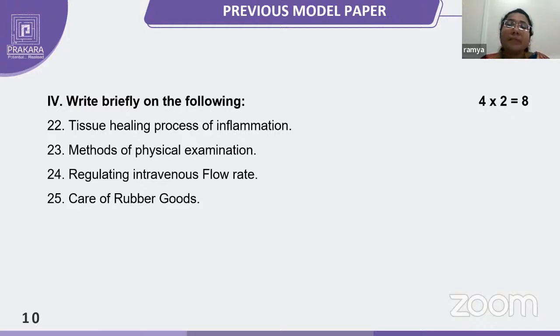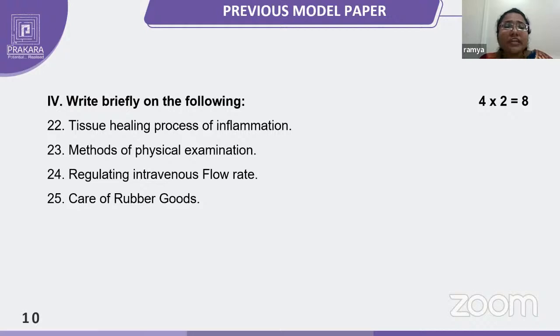There are mechanical ones, machines, and the manual one also. So manually, by calculating the fluid flow rate, you can regulate the flow rate, or by connecting infusion pumps or syringe pumps, you can regulate the flow rate. Like that, you should mention it in the 24th question.